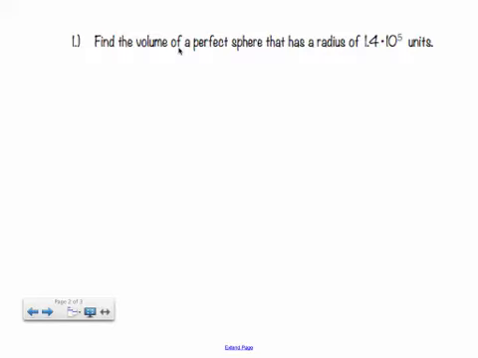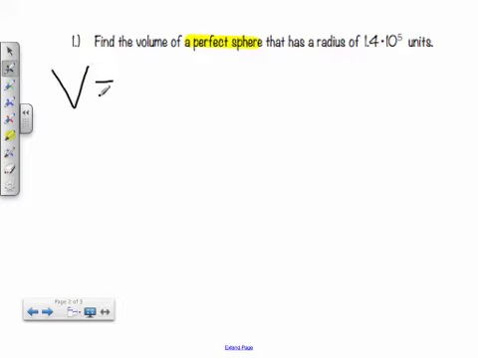Because it says that it's a sphere, we are going to use the formula for the volume of a sphere. Write it down, see if you get it right, and then compare with me to see if you have the right answer. Alright, so the formula for the volume of a sphere would be V equals 4/3 pi r cubed.